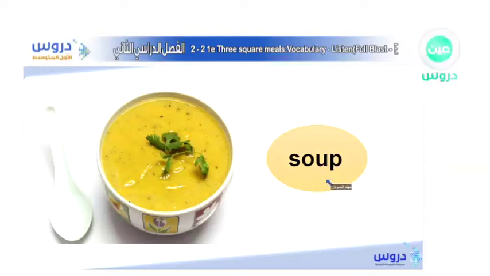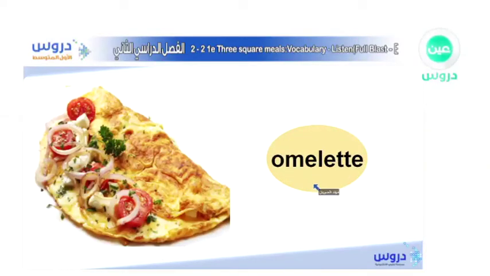Alright, so the first word over here we have soup. Once again, soup. One last time, soup. As you can see, this is soup. It is one of those light things that we eat for dinner sometimes.